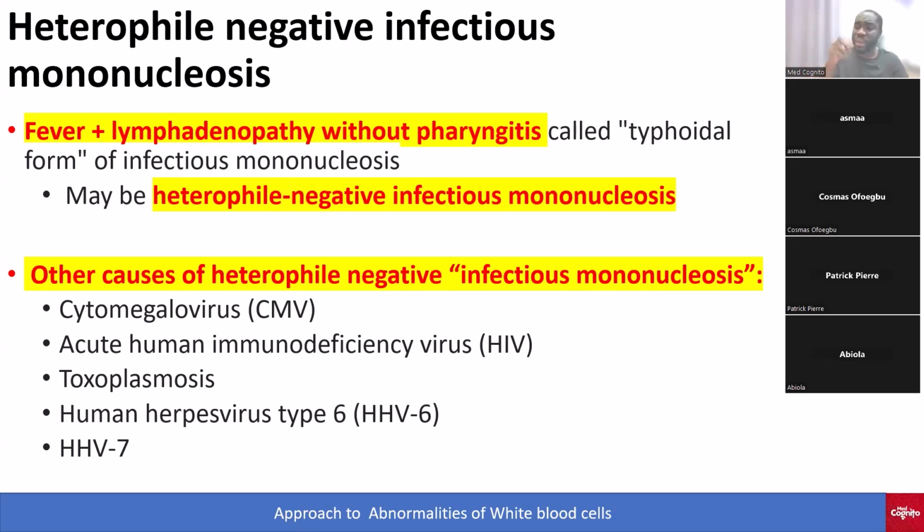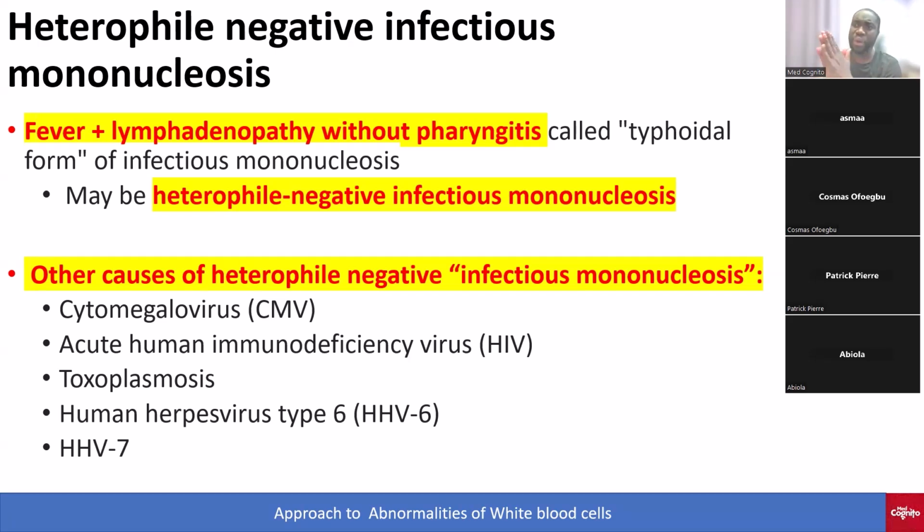Number 1, cytomegalovirus. So you have a patient who presents with sore throat, lymphadenopathy, malaise, fever, but then the monospot test is negative. What are your differentials? My differentials will be cytomegalovirus, number 1. Number 2, HIV. Number 3, toxoplasmosis. Number 4, human herpes virus type 6. Number 5, human herpes virus type 7.